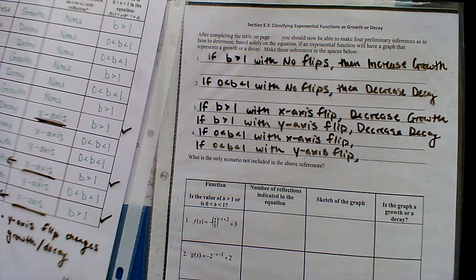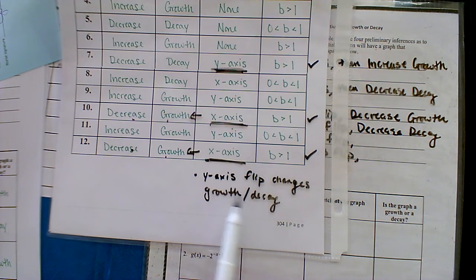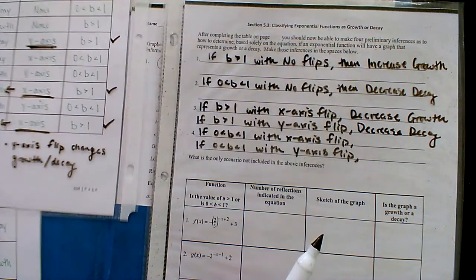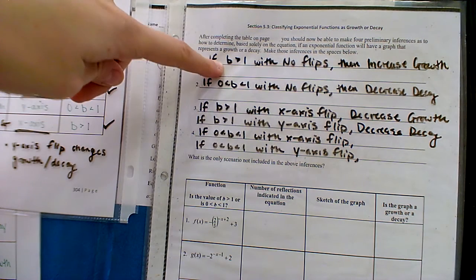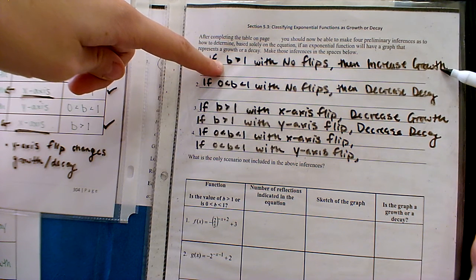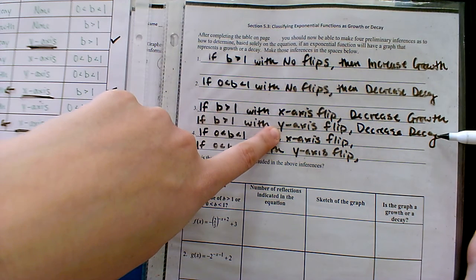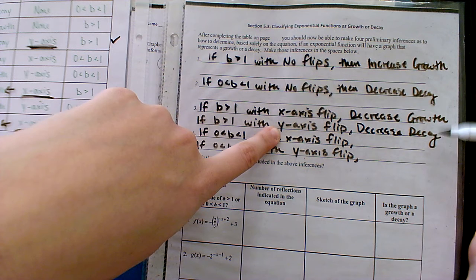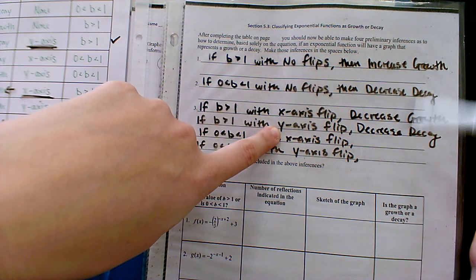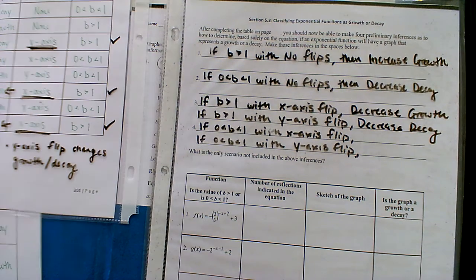Does this kind of fit the pattern that Maggie noticed previously? She noticed that a y-axis flip changes the growth and decay. Notice how previously, if we didn't have any flips, we said that a base bigger than 1 was growth. And now notice if we do apply a y-axis flip, it's now decay. All right, we're not really considering the increasing or decreasing part. We're just strictly looking at the growth or decay. So it seems to make sense based off what Maggie saw earlier.